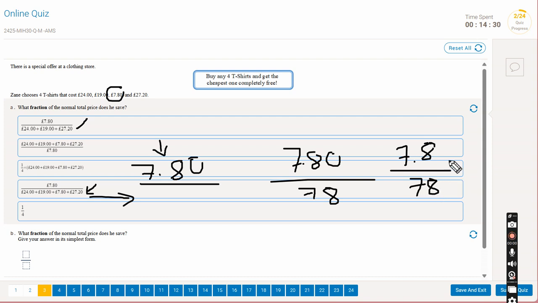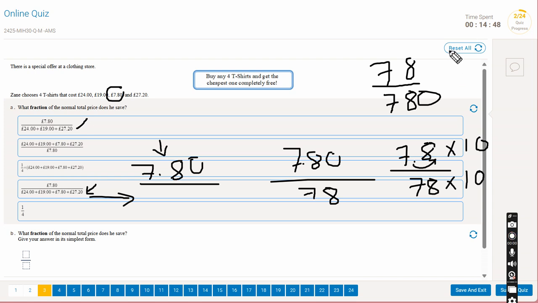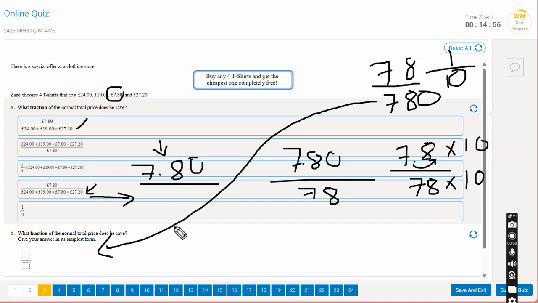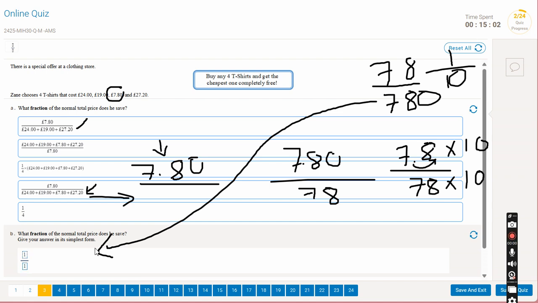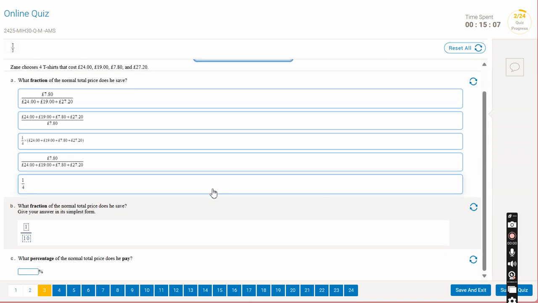And then what you can do is always best to deal with whole numbers, right? So we are going to take the decimal point out, move it to the right. How do we move it to the right? We multiply by 10. We know that whenever we want to move the decimal point to the right, we multiply by 10. You get 78 over 780. What is this? This is 1 over 10, right? This is the fraction. Now I solved this, but the question is actually for this one. What fraction of normal total price does he save? So I solved it for this second part. How much did he save? 1 over 10. Now the next one they're asking what percentage of normal price does he save?